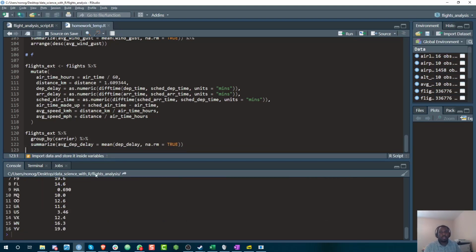So for each carrier in the entire year 2013, this is the average departure delay. Okay, so some departure delays were higher than these, some were lower, but for each carrier, this is what they have on average, and we want to find out the one that is the most reliable.